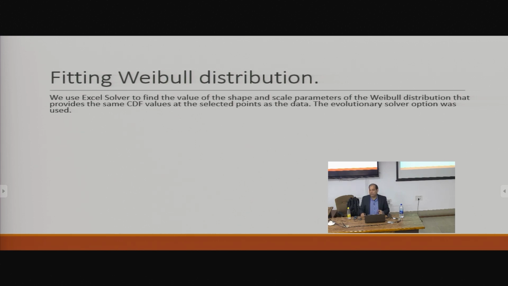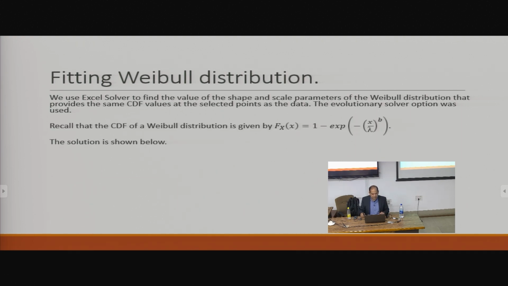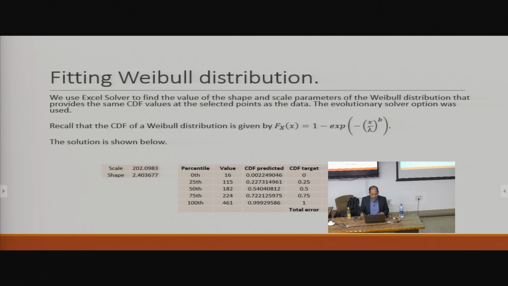Fitting a Weibull distribution means finding the parameters. The parameters of the Weibull distribution are the shape and scale parameters, the lambda and b that I talked about earlier. Because at t equals 0, the CDF is 0 and the reliability function is 1. That's a known fact. The only thing you need to know is the scale and shape parameters of the Weibull distribution. Here's that, and the solution is given below. Now we compare to see if we got a decent fit, and it looks like we did. When you're doing curve fitting, you're actually doing optimization. You're minimizing the error.